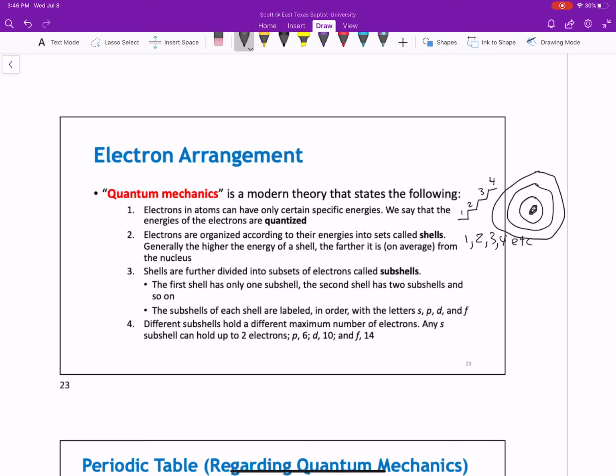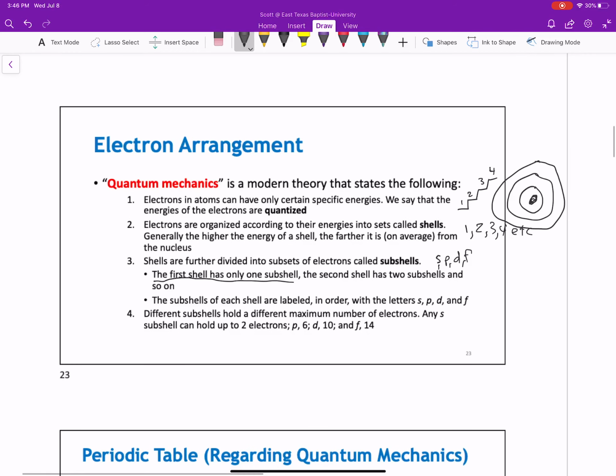These shells are then further divided into subsets of electrons called subshells, and this is where you get S, P, D, and F, as you'll see in the statement below. Just keep in mind this statement: the first shell only has one subshell, the second shell has two subshells, and so on. And they're labeled as S, P, D, and F. Different subshells can hold a different maximum number of electrons. For instance, S, you can only have up to 2 electrons, P, 6, D, 10, and F, 14.